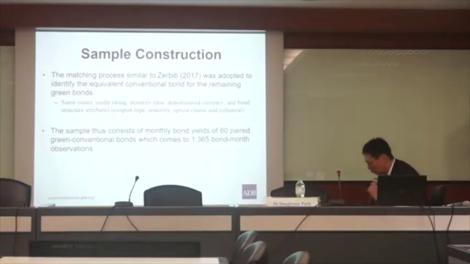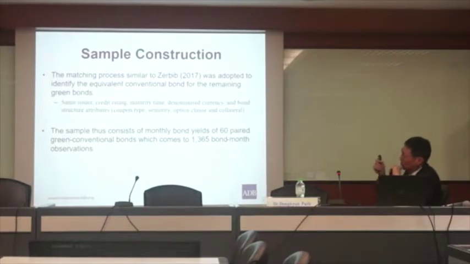Now, let me spend some time describing how we construct our sample. So what we do is, first of all, we look for green bonds, and after we find those green bonds, we identify the green bonds, we try to look for conventional bonds that match those green bonds that we find. Okay, so we are trying to identify pairs of green bonds and conventional bonds.